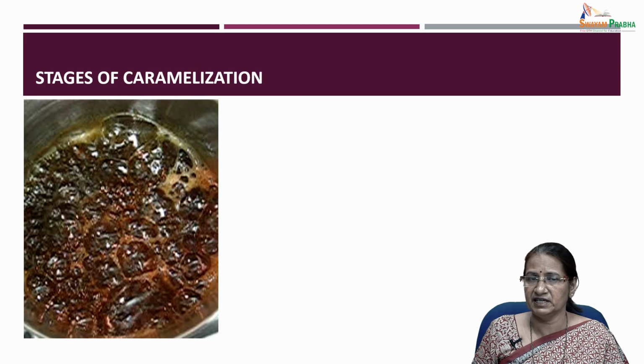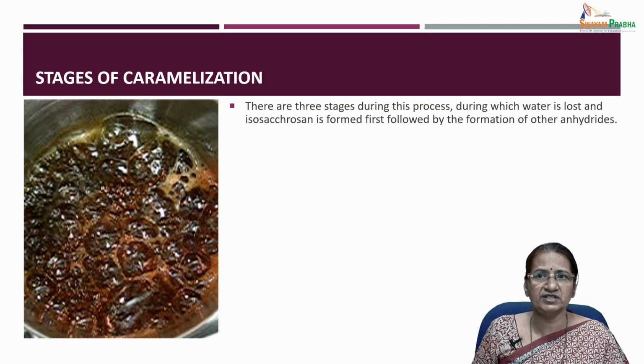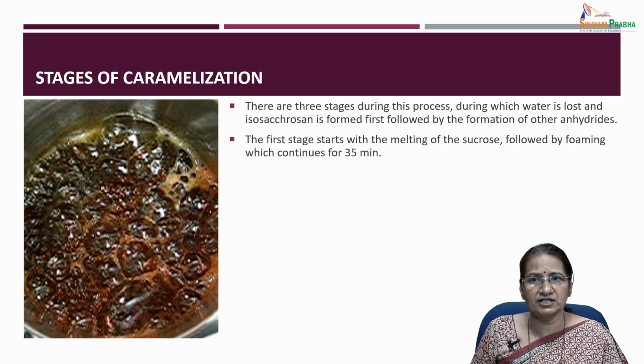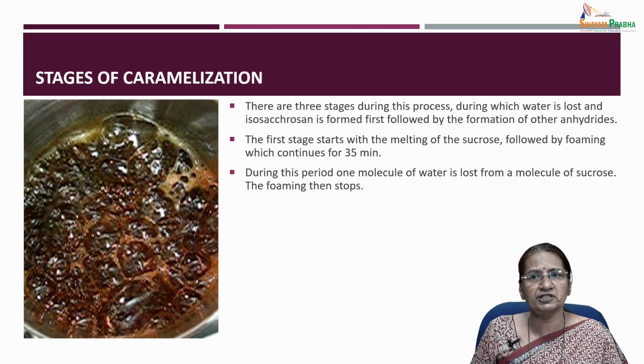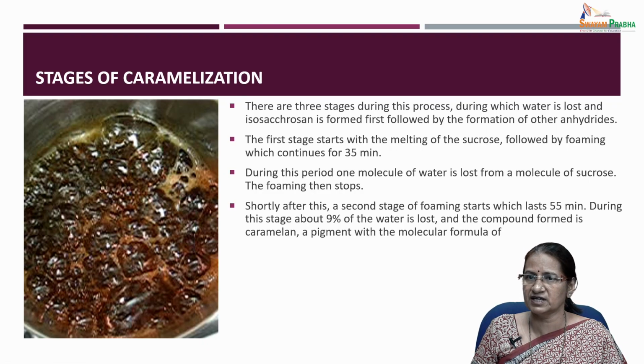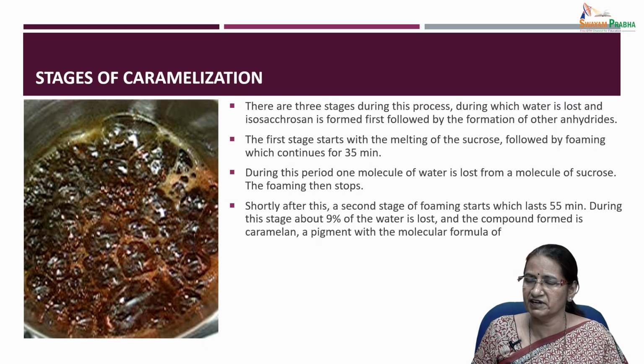Now, stages of caramelization. There are 3 stages during this process, during which water is lost and isosaccharosan is formed first, followed by the formation of other anhydrides. The first stage starts with the melting of the sucrose followed by foaming, which continues for 35 minutes. During this period, one molecule of water is lost from a molecule of sucrose. The foaming then stops. Shortly after this, a second stage of foaming starts, which lasts 55 minutes.